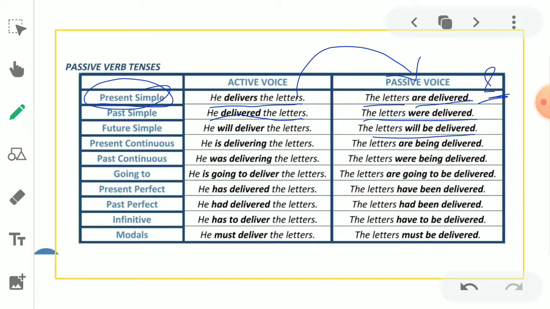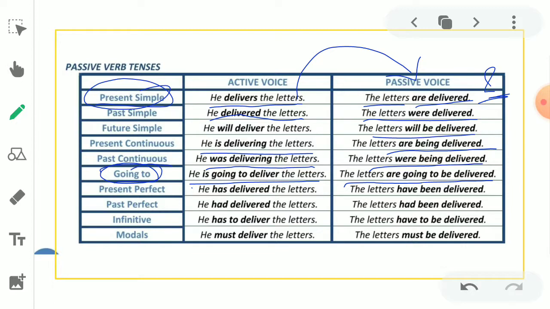Present continuous. He is delivering the letters. The letters are being delivered. Past continuous. He was delivering the letters. The letters were being delivered. Going to form. How is the going to form used? Going to form is used to refer to a future action, though it looks like present continuous. He is going to deliver the letters. The letters are going to be delivered. So the to be form is used with V3 form.